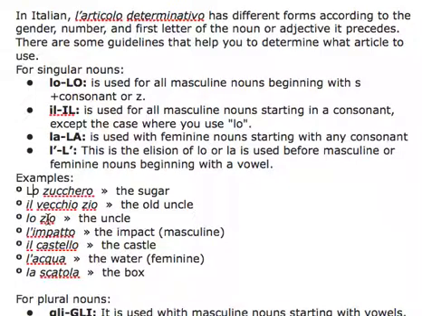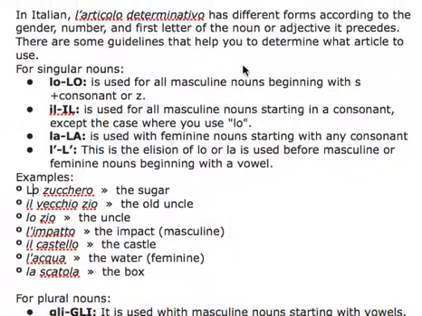So we have the Z here, lo, and we have the Z here with lo. And here we have a normal masculine noun, but it doesn't start with a Z or an S. So basically, we know when to use lo, we know when to use il, we know when to use la, and we know when to use L apostrophe. Okay? So this is a definite article. It's what we say in English. L'article défini en français.